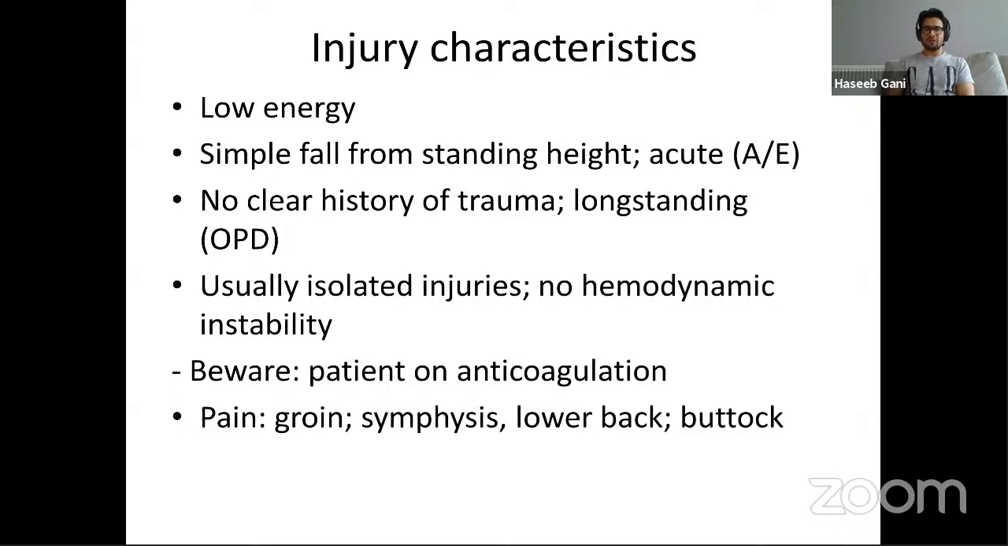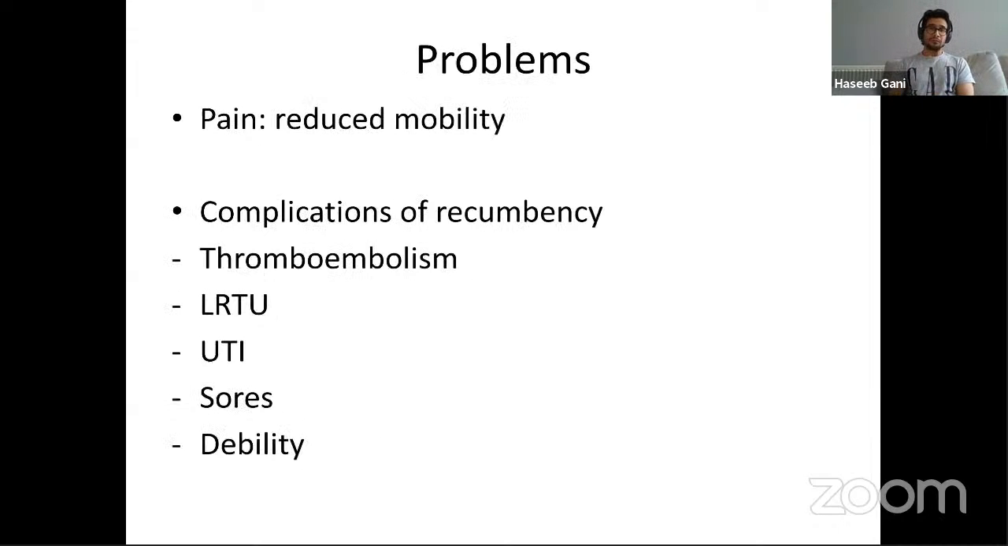Patients will often complain of pain. They'll say hip pain, but it's usually located in the groin because that's where the rami are. Or if the fracture is closer to the symphysis, then it'll be central. If the fracture is at the back, which it frequently is, they will complain of some degree of lower back pain or pain in the buttock.